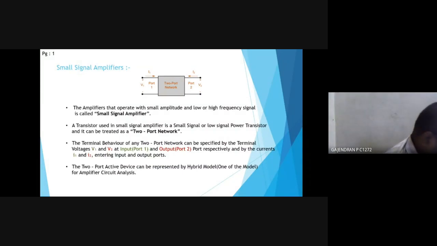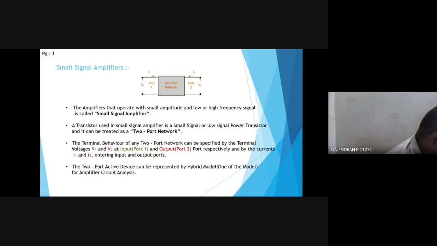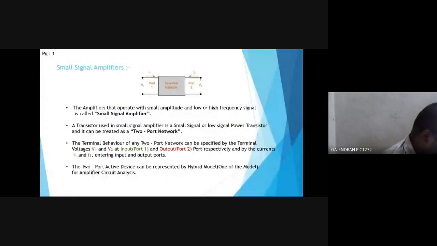As the name suggests, small signal amplifiers take small amplitude signal as the input. It is mentioned in the first point. See, the amplifiers that operate with small amplitude and low or high frequency signal are called small signal amplifiers. And as you guess, in large signal or power signal amplifiers, it uses large amplitude signals. And as I said, the transistor used in a small signal amplifier is a small signal or low power transistor, and it can be treated as a two-port network.